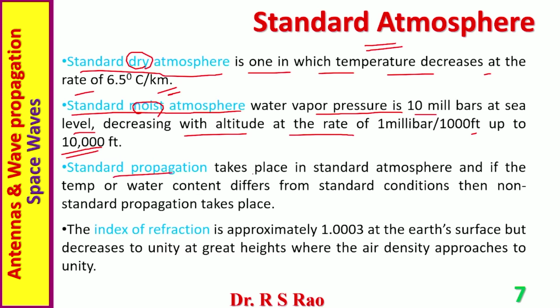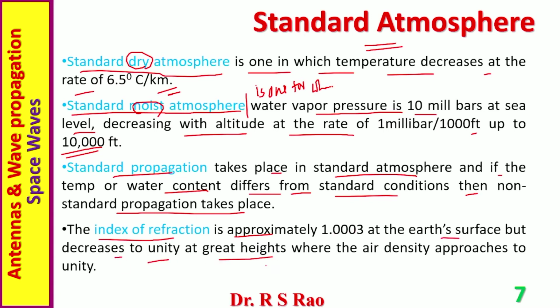Now standard propagation. It takes place in standard atmosphere, and if the temperature or water content differs from standard conditions, then non-standard propagation takes place. So if a wave propagates in standard atmosphere, then it is standard propagation. If it propagates in a non-standard atmosphere, then it is non-standard propagation. Now another point, the index of refraction is approximately 1.0003 at Earth's surface, but decreases to unity at great heights where the air density approaches zero.